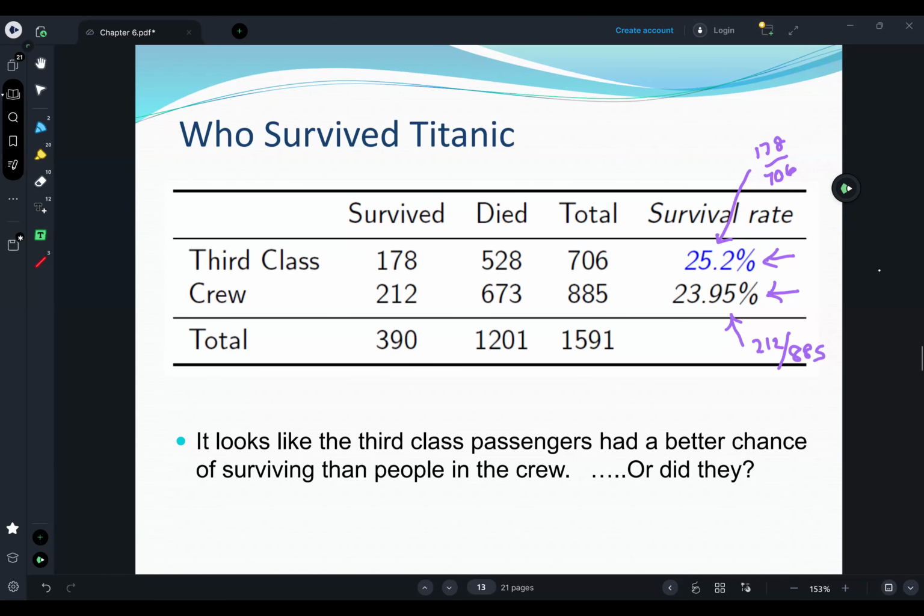They still study all this data to this day about the surviving and how much they paid for a ticket, and it's used a lot for demonstration of categorical data. So it looks like the third class passengers had a better chance of surviving than the people in the crew. Or did they?